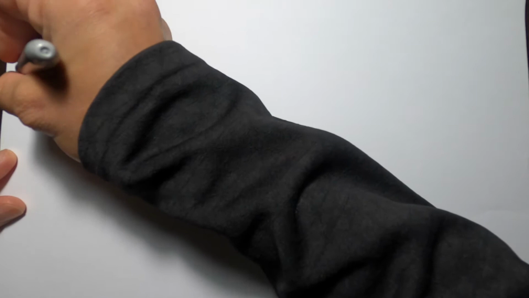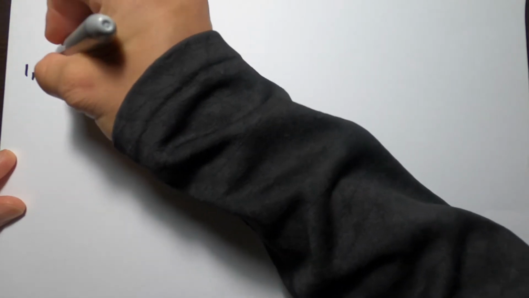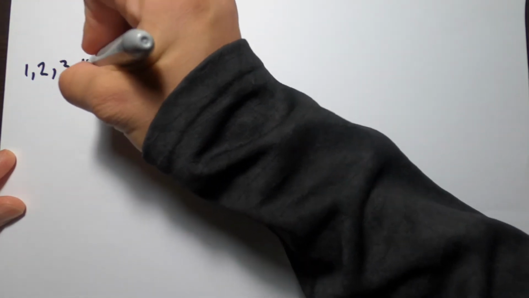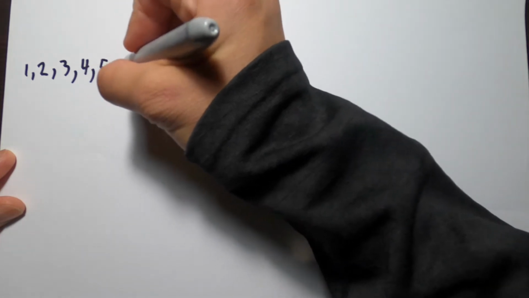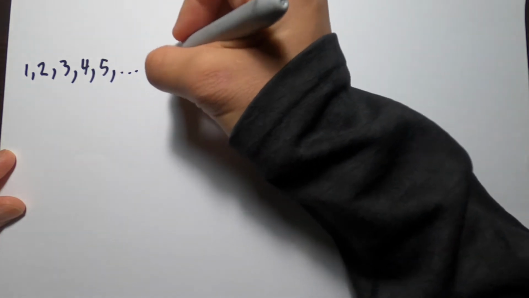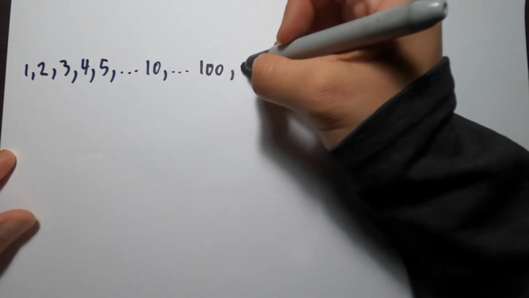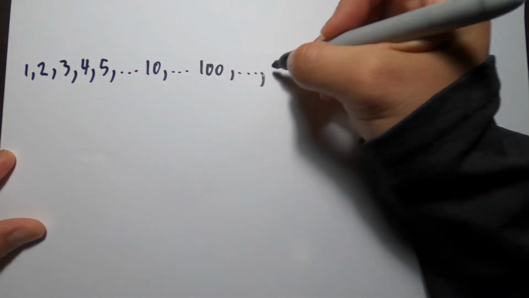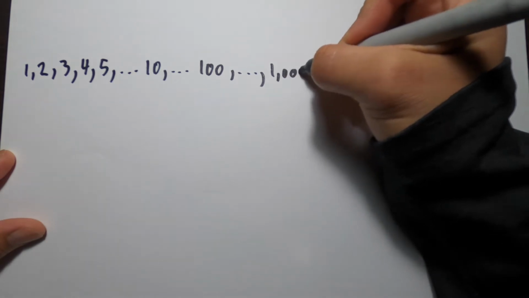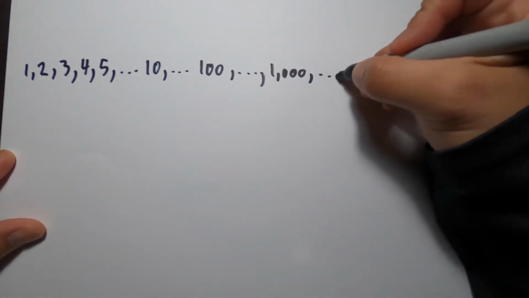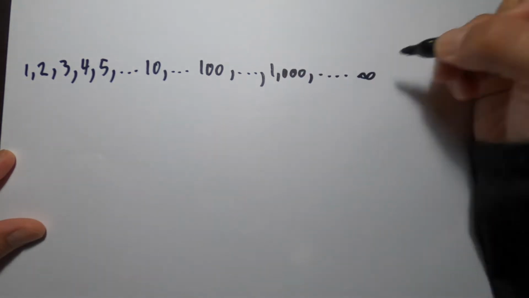But the first numbers we're going to work on or introduce are natural numbers. Okay, so first we're going to talk about natural numbers. All of your natural numbers are going to be the numbers from 1, 2, 3, 4, 5, all the way to 10, all the way to 100, all the way to 1,000, and all the way to infinity.